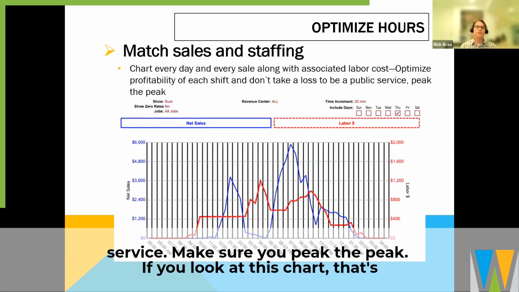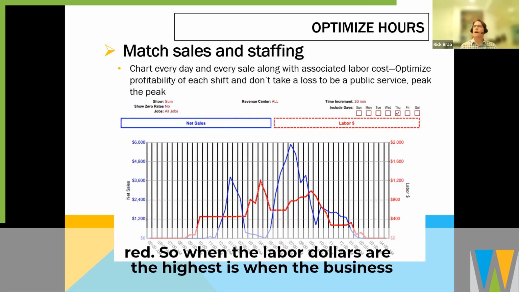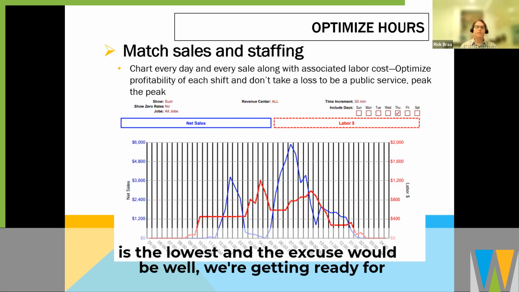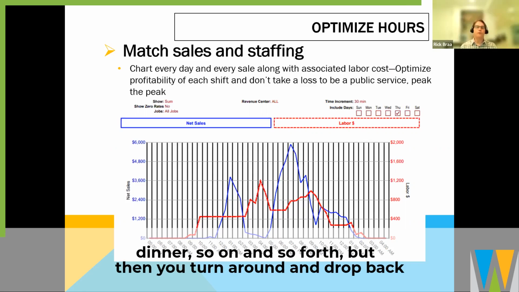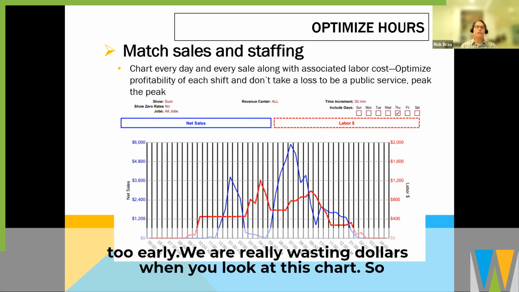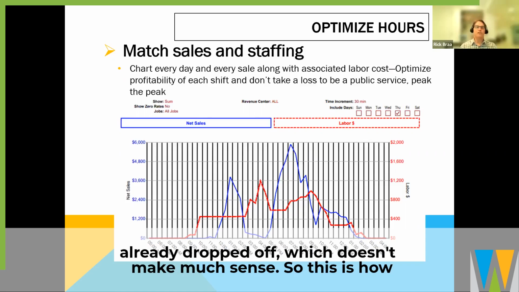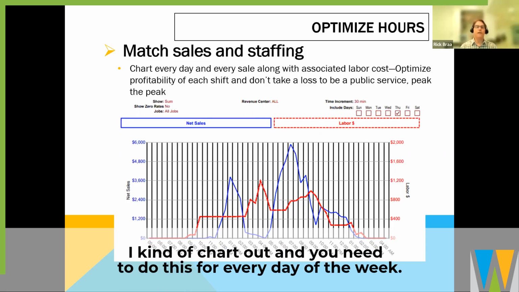If you look at this chart that's on there, you see that the sales are in blue and the labor is in red. So when the labor dollars are the highest is when the business is the lowest. And the excuse would be, well, we're getting ready for dinner, so on and so forth. But then you turn around and drop back down. And you also see that getting ready for lunch was way too early. We are really wasting dollars when you look at this chart. So you're peaking back out at dinner time after the sales have already dropped off, which doesn't make much sense. So this is how I kind of chart out. And you need to do this for every day of the week.